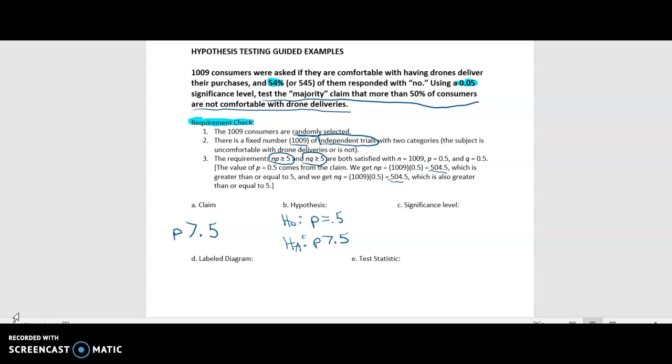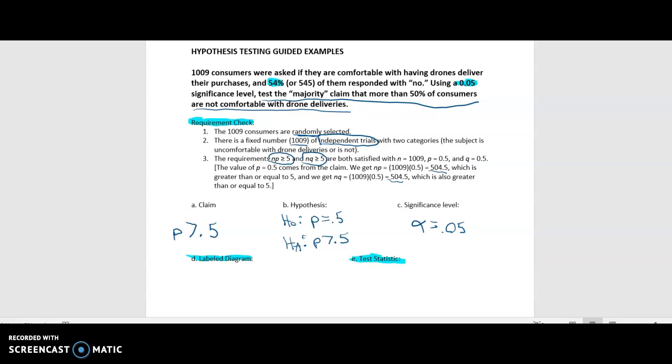The significance level given to us in this problem is 0.05. So we'll write for part C, alpha equals 0.05. Now we need to make a labeled diagram and find the test statistic.